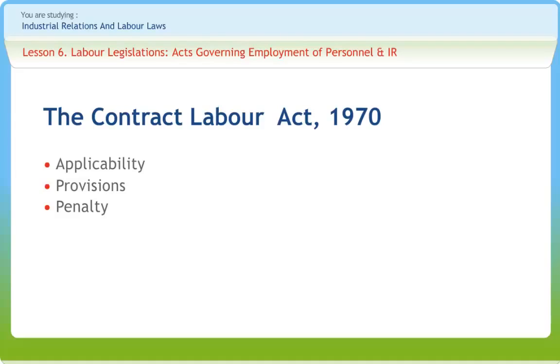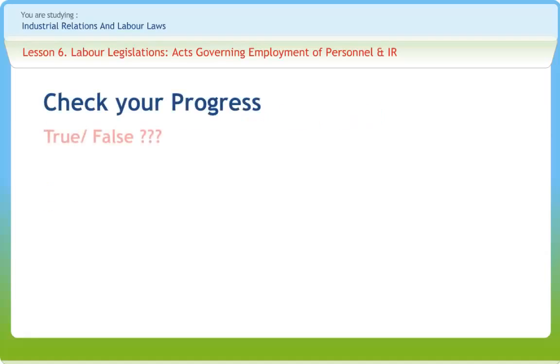Whoever contravenes any provision of this Act shall be punishable with imprisonment for a term which may extend to 3 months, or with fine which may extend to 1,000 rupees, or both, and in case of a continuing contravention with an additional fine which may extend to 100 rupees for every day during which such contravention continues after conviction for the first such contravention. Now let us check if we have understood the various concepts discussed in this lesson clearly.